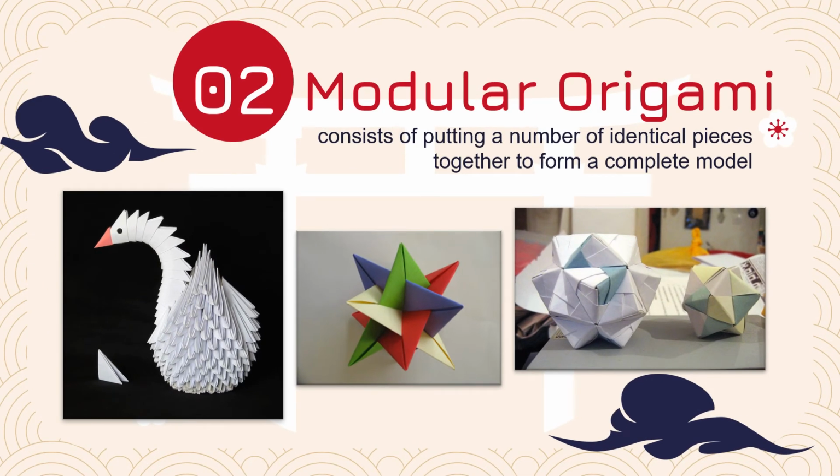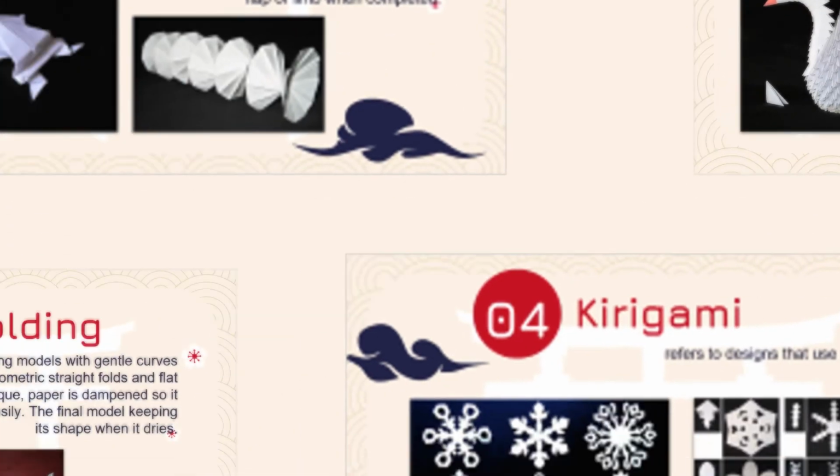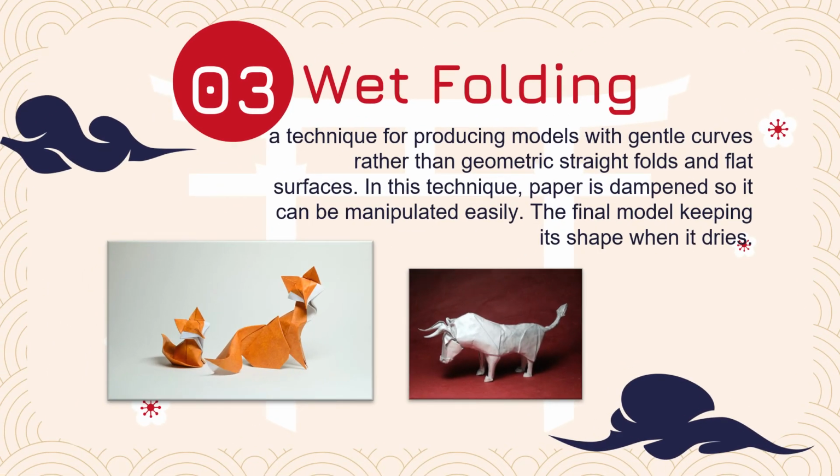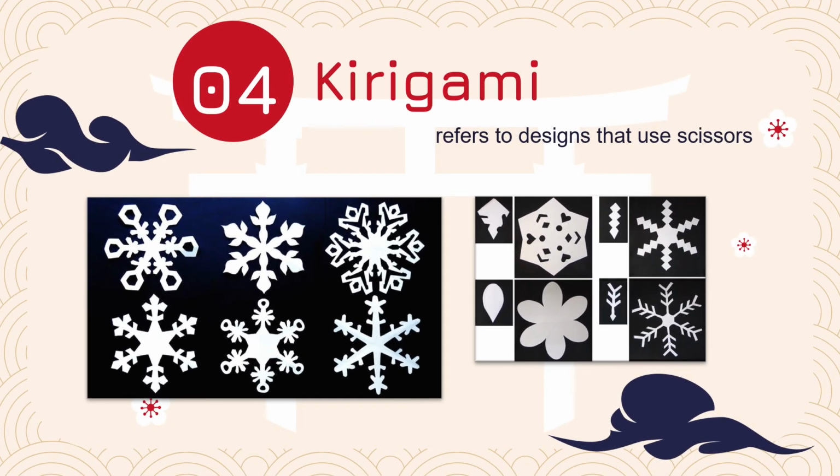Modular origami consists of putting a number of identical pieces together to form a complete model. Wet folding is a technique for producing models with gentle curves rather than geometric straight folds and flat surfaces. In this technique, paper is dampened so it can be manipulated easily, the final model keeping its shape when it dries. Kirigami refers to designs that use scissors.